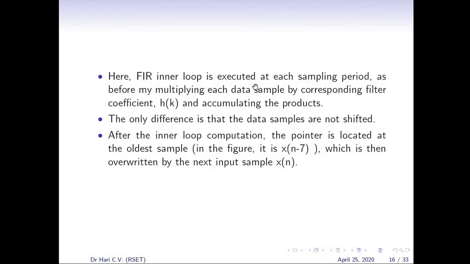The FIR inner loop is executed at each sampling period as before, multiplying each data sample by the corresponding filter coefficient h of k and accumulating the products. The only difference is that the data samples are not shifted. After the inner loop computation, the pointer is located at the oldest sample. In this figure, it is x of n minus 7, which is then overwritten by the next input sample x of n.